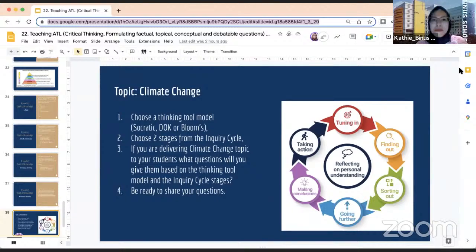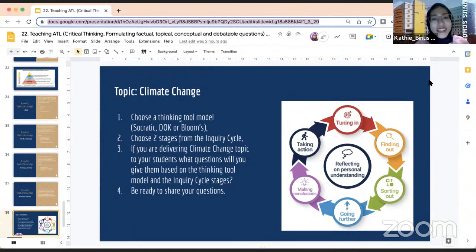Okay, so I'll just try my best. Please correct me if I'm wrong. So I choose the sorting out stage. So for the Socratic practice, I choose the probing rationale, reasons, and evidence. And for the DOK, maybe we can use the skills and concepts or strategic thinking for that stage. And going further, for the Socratic, I will use the questioning viewpoints or questioning about the questions. For the DOK, I might choose the extended thinking. That's from my end. Thank you.